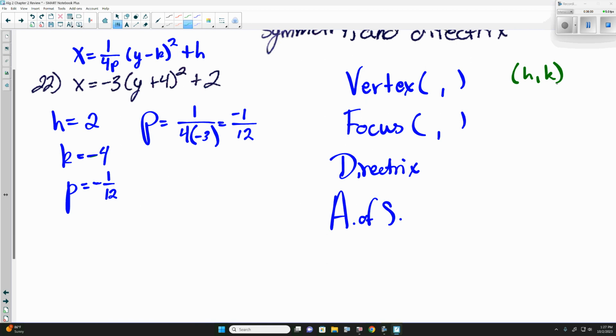Now, vertex for this is the point h comma k. Focus, general form would be what? h plus p comma k. So we do have the k value already. It's just negative 4. But we do need to calculate h plus p, which in our case would be 2 plus negative 1/12. If we plug it in the calculator, I believe we should get 23/12.